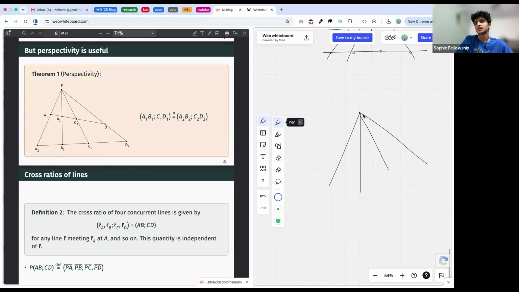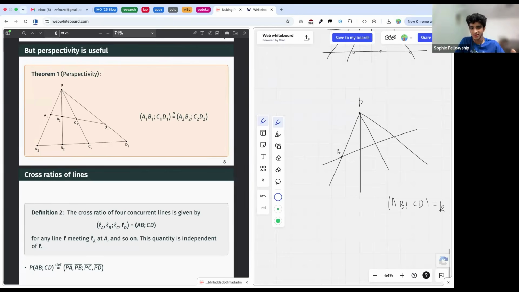Let's move on. If you have 4 lines and you take any line L passing through this, then no matter what the line L is, the cross ratio ABCD is invariant. And why is it invariant? It's due to this theorem that we established above. It's called perspectivity. So we're just going to say that this quantity ABCD is always going to be equal to some K, regardless of what line we take. We say that K is defined as the cross ratio of those lines.